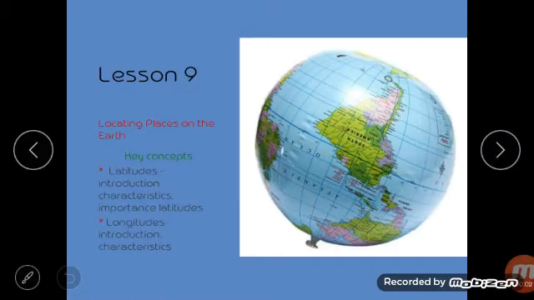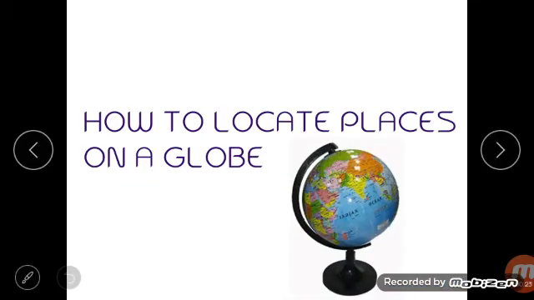This is lesson 9, part 2, locating places on the earth. In our last class, I explained latitudes, their introduction, characteristics, and importance, and longitudes, their introduction and characteristics. Today, I am going to explain how to locate places on a globe.